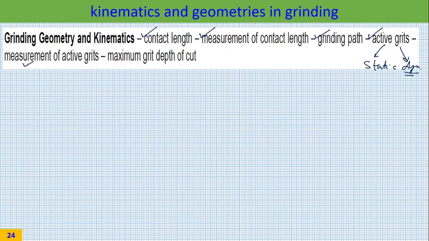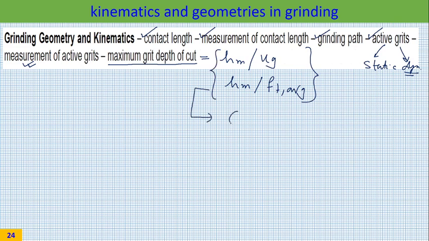Measurement of active grids, that I have demonstrated through Shaw's technique, and estimation of maximum grid depth of cut. These are done. Beyond that, what we have done is the relation between HM and UG, and HM and FT average, and this has been done using two approaches. One is the global MRR approach, another one is the grid level or local MRR approach. With both of them we have done.